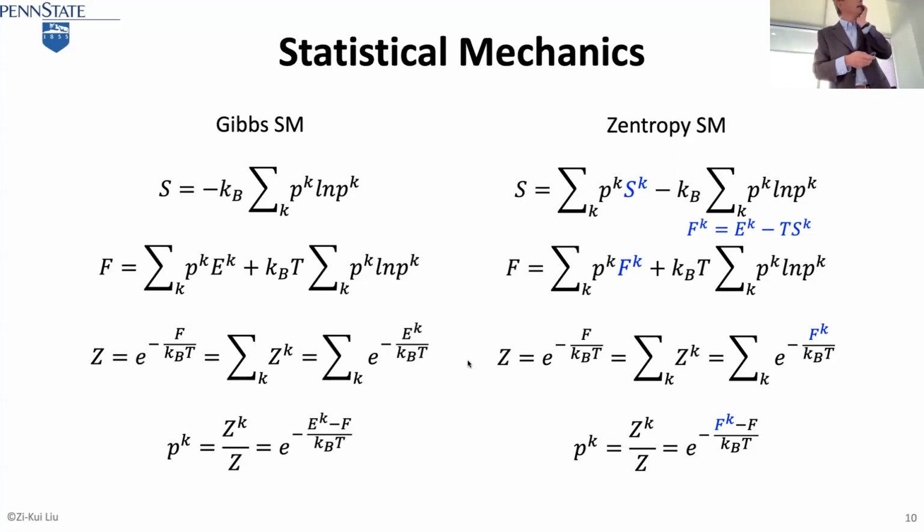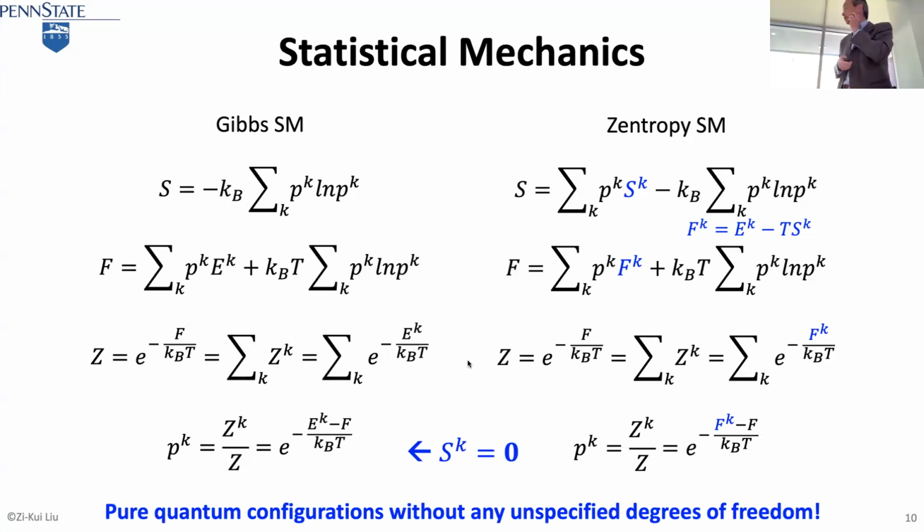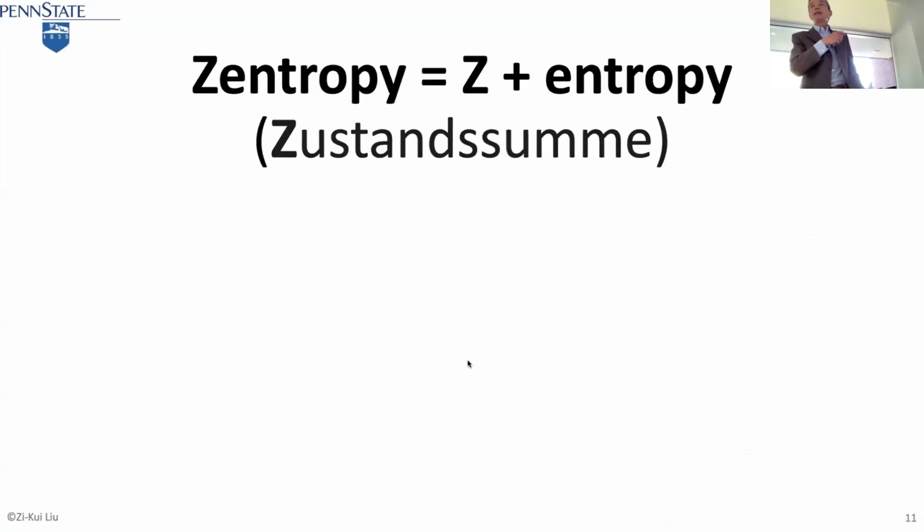However, these two actually go together if Sk equals 0. That means each configuration has no entropy. Of course, they should be equal, right? So it's exactly going to be equal. So that's very good. So it reduces to the standard equation like before, but it's only for the pure quantum configuration. They have no internal degree of freedom, so the entropy equals 0. Make sense?